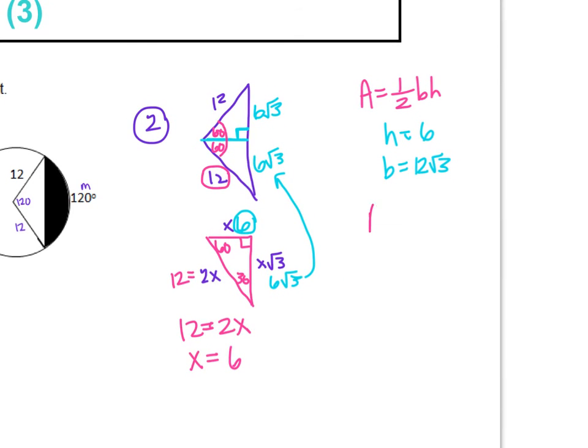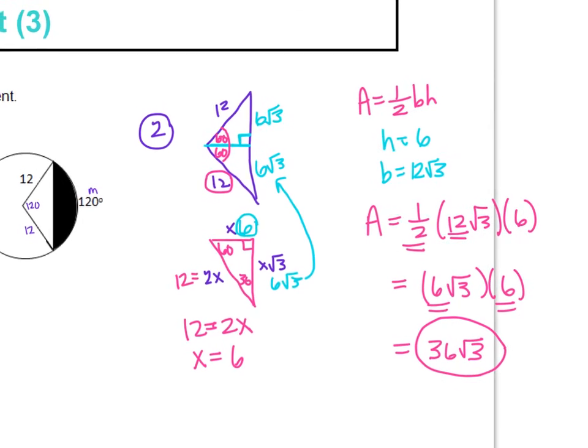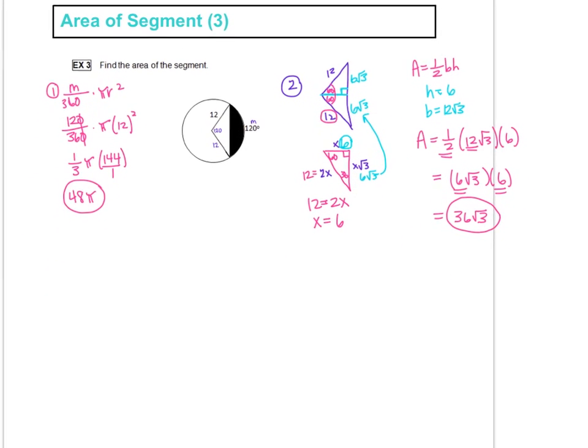So our area is equal to 1/2 times our base, which is 12 square root of 3, times our height, which is 6. So we're going to multiply the 1/2 and the 12 first. That gives us a 6 square root of 3 times this 6. You can multiply the 6's together, giving you 36 square root of 3. So that is the area of the triangle. All right, this is looking good, isn't it? Look at all that work.